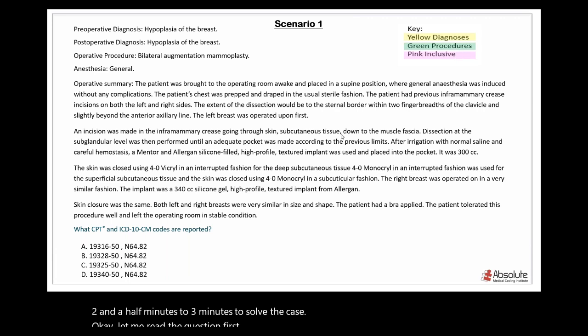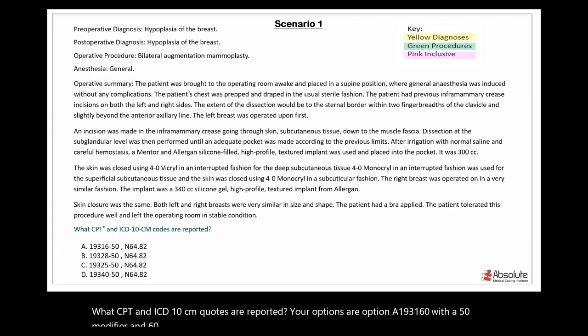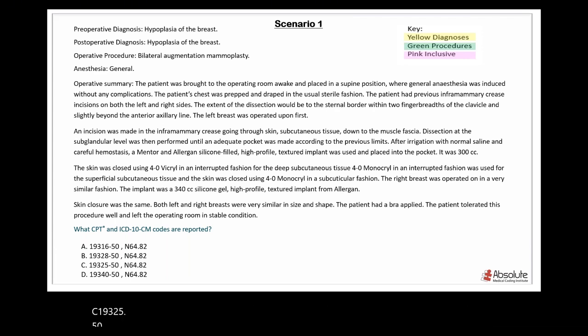What CPT and ICD-10-CM codes are reported? Your options are: Option A, 19316 with a 50 modifier and 64.82. Option B, 19328 with a 50 modifier. All the ICDs are the same and 64.82. Option C, 19325 with a 50 modifier. And option D, 19340 with a 50 modifier.